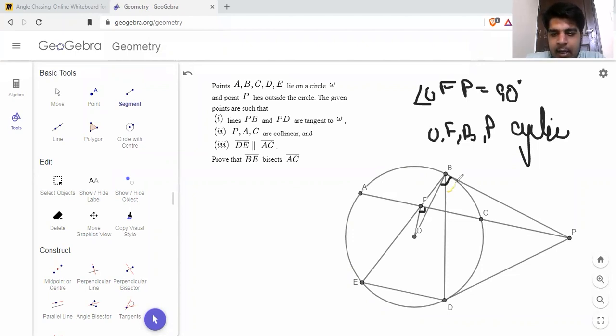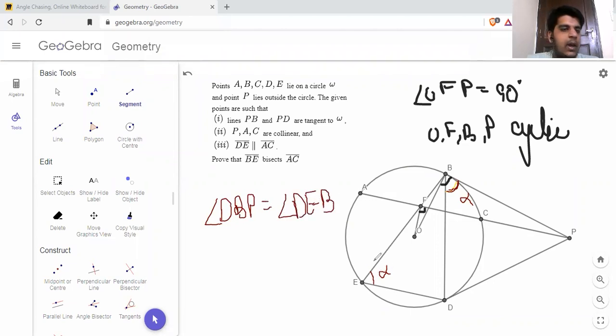So let's call this angle, sorry, yellow is a bright color. Let's call this angle alpha. Now since PB is tangent and BD is a chord in the circle, by the alternate segment theorem, since E lies on the circle, angle DBP should be equal to angle DEB. This is what we have. So this is also alpha.